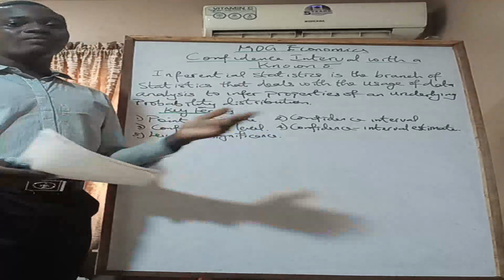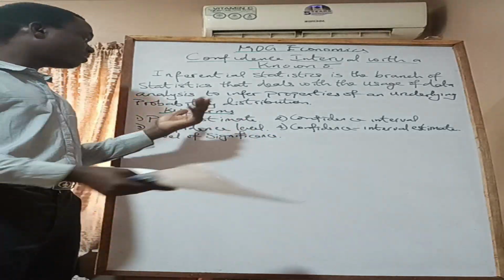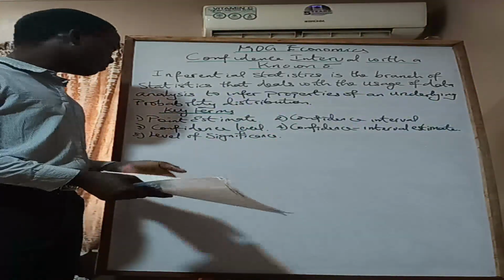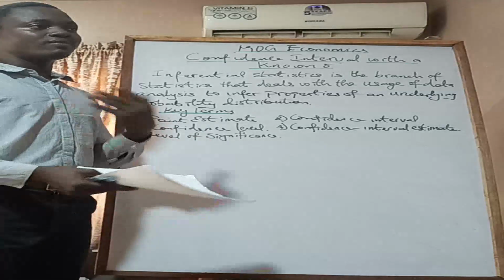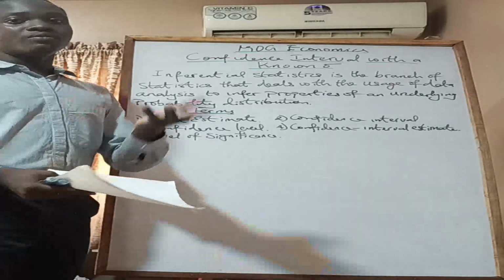Then we have the confidence interval estimate. We're just talking about the confidence interval and the confidence level. Then level of significance. Level of significance is just one minus the confidence level.